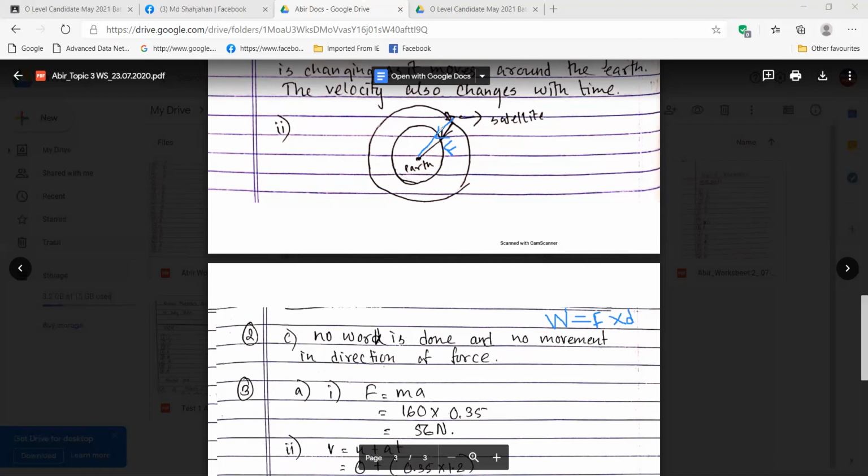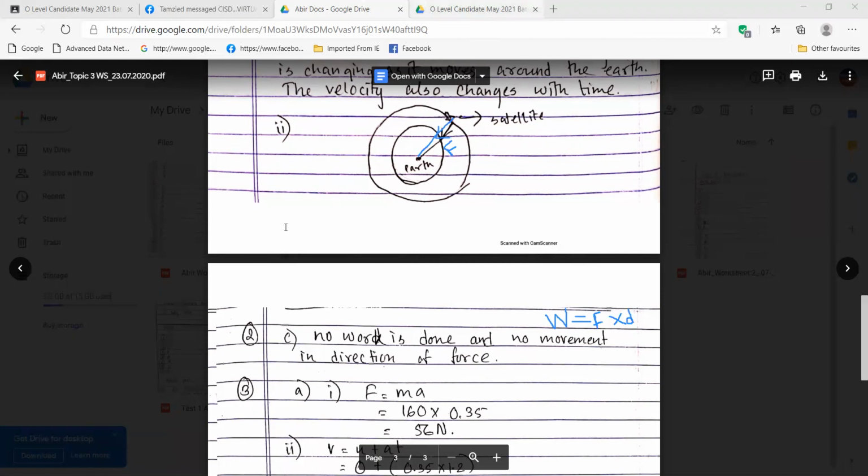Yes, sir. In our circular motion, we don't have any distance moved in the direction of force. There is distance moved in the circular path along the circumference, but there is no distance moved towards the center. So we can say there is no distance moved towards the direction of force. That's why F multiplied by 0, no work done. So it's clear, right? Yes, sir. Very good.